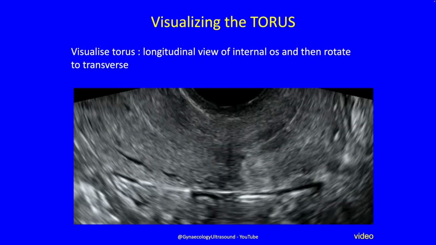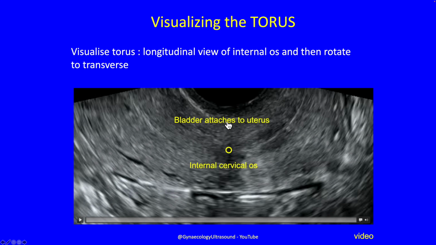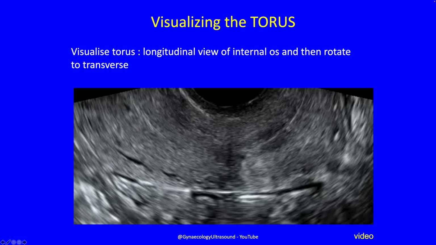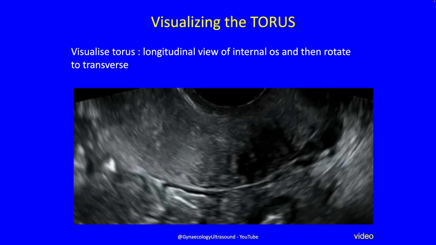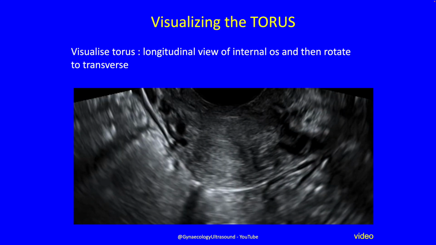So visualizing the torus, I've got a longitudinal view of the internal os. I'm going to rotate on that to the transverse plane. So an anteverted uterus, there's the cervix, there's that bladder attachment. So I've got the bladder attachment, the internal os, and there's the torus. That's where those ligaments attach. So I'm going side to side to center myself, and I'm going to rotate anticlockwise to the transverse plane.